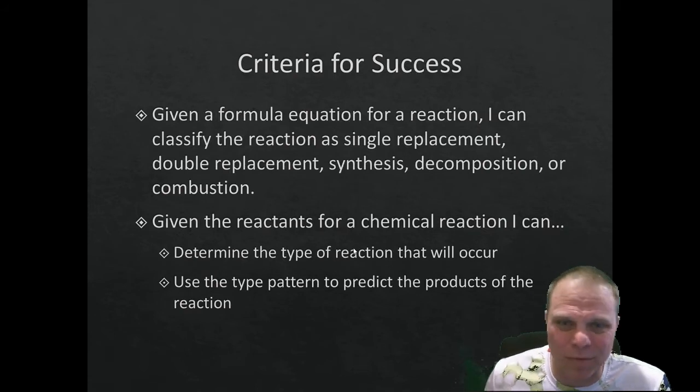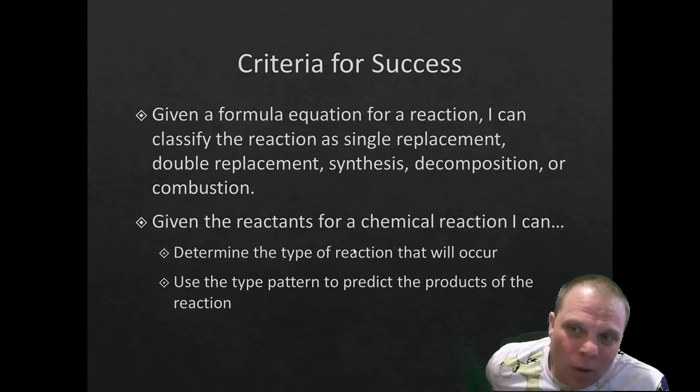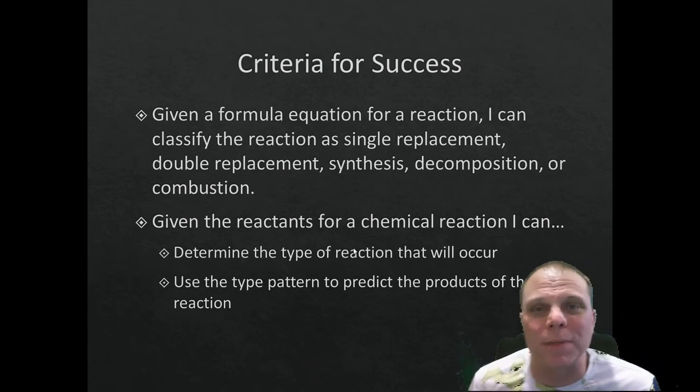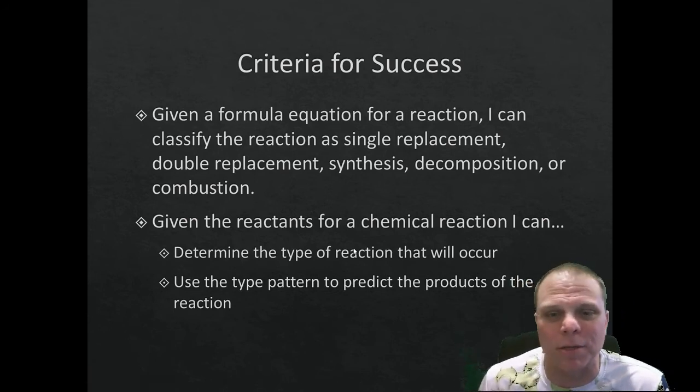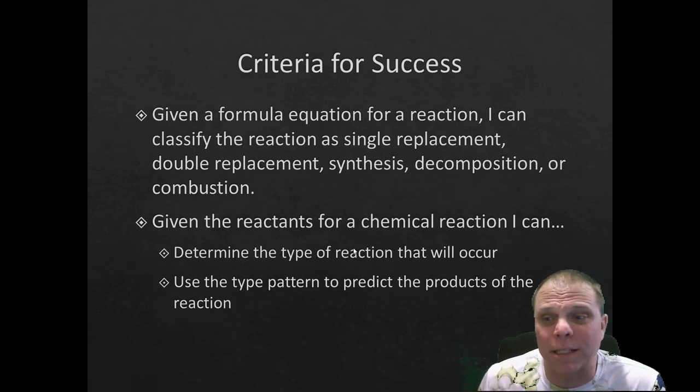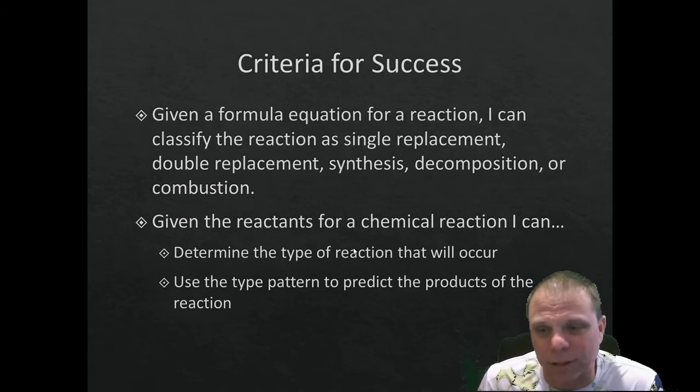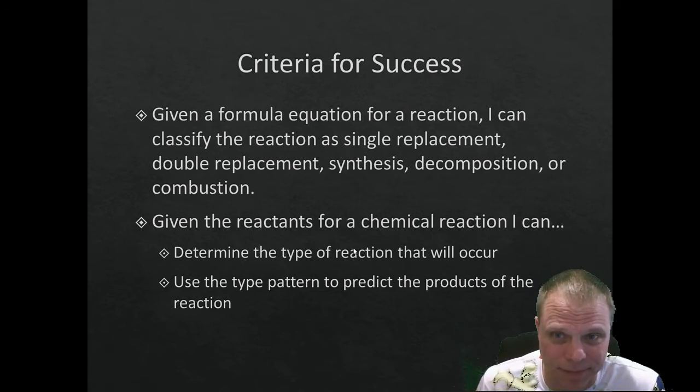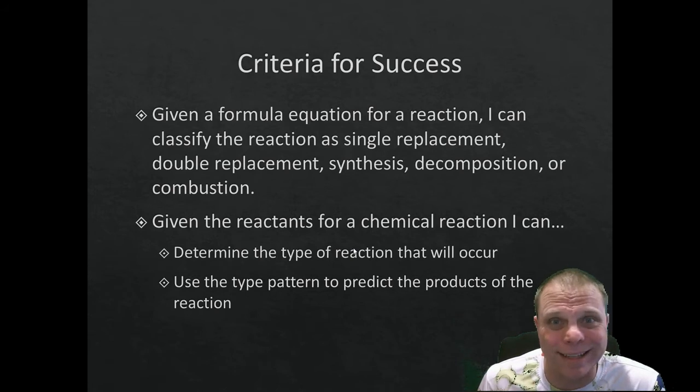So, given a formula or equation for a reaction, you can classify the reaction as a single replacement, double replacement, synthesis, decomposition, or combustion reaction. And then given the reactants for a chemical reaction, you can determine the type of reaction that will occur, and then use the type pattern to predict the products of the reaction. All right, so let's get to it.